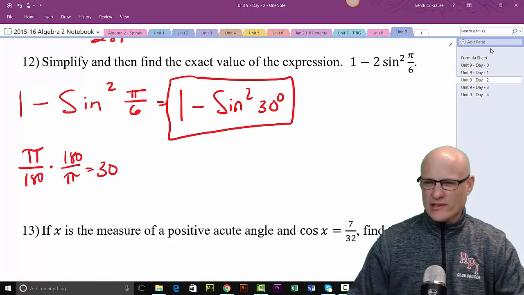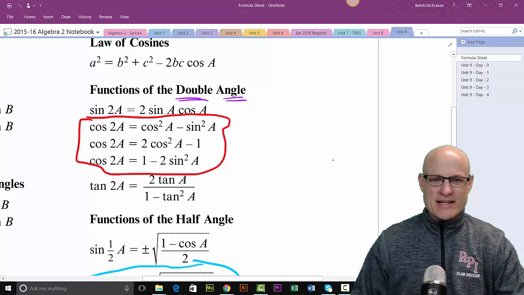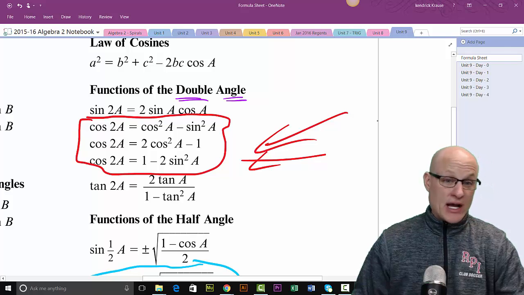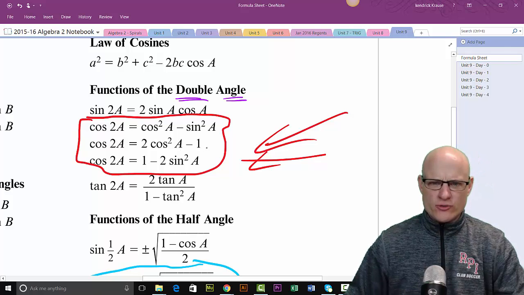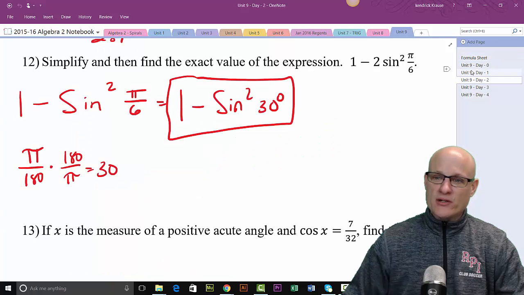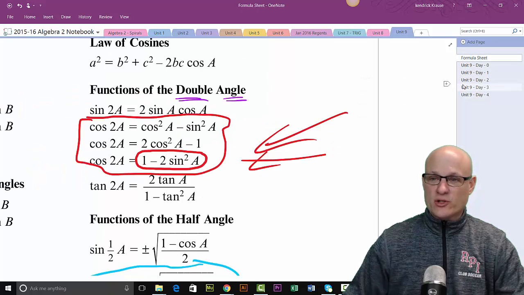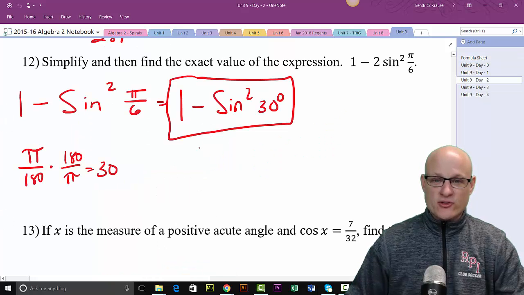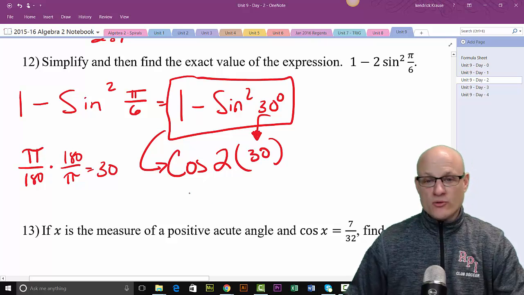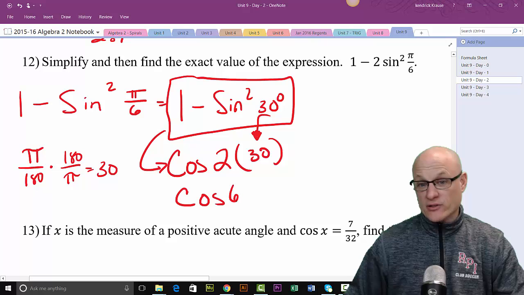Let's go back to the formula sheet. Do I see anything maybe in this red box over here that might say 1 minus sine squared of an angle? Oh, you do? You mean that looks exactly like what's on that other sheet? 1 minus sine squared of an angle, oh, so that's equal to cosine of 2a. So this is really equal to cosine of 2 times the angle. Well, the angle in this case is 30. Oh, well, that really just means we have cosine of 60 degrees, which is 1/2.